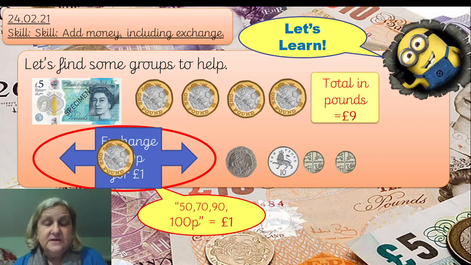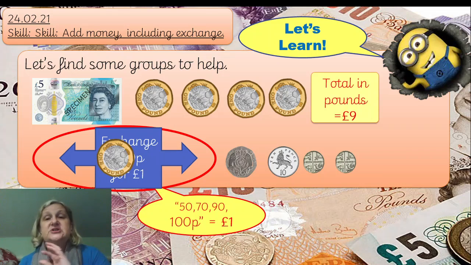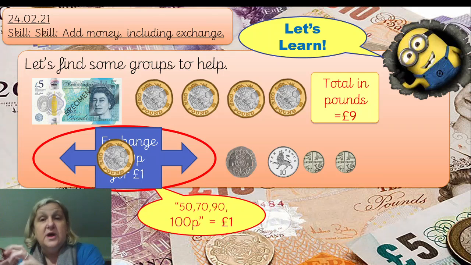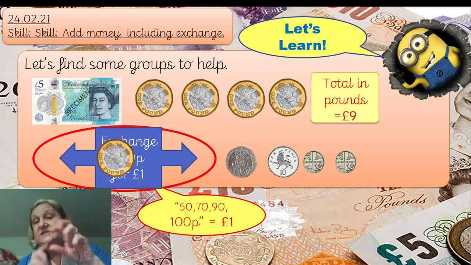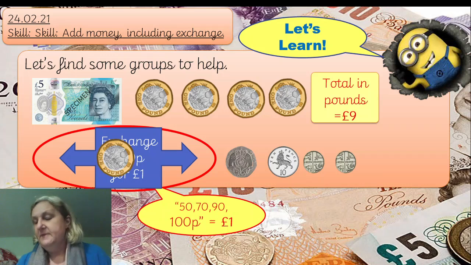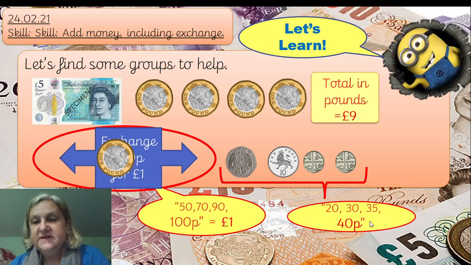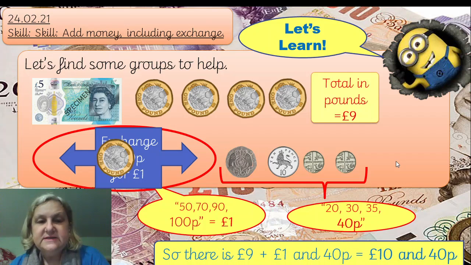It's very similar to when we've done this with our place value counters, exchanging those 1s initially for a 10 and 10s for 100. Okay, exactly the same. Here you're changing the pennies, the 100 pence, into £1. Okay, and then we can add up the rest of the pence here. So we've got 20, 30, 35, 40. So that's me just counting those numbers on. Hopefully you've been practicing that.